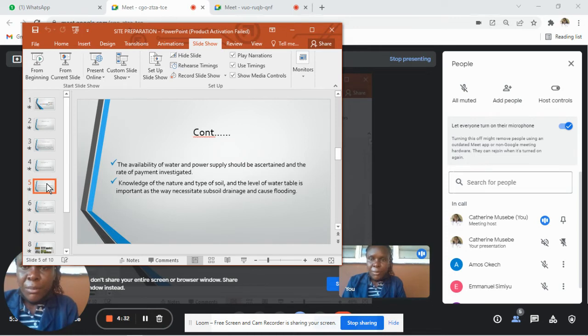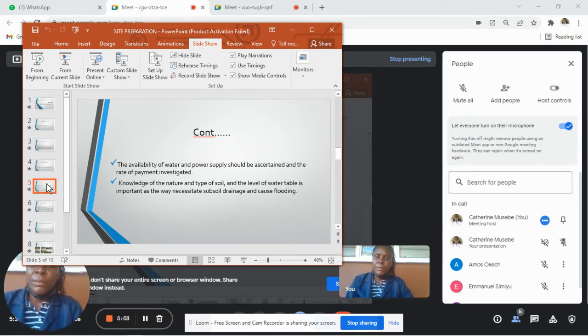Next we have Remy. Read for us the next slide. Then the next slide says, the availability of water and power supply should be ascertained and the cost of payment investigated. The next point, knowledge of the nature and the type of soil and the level of water table is important as they affect subsoil drainage and cause flooding.